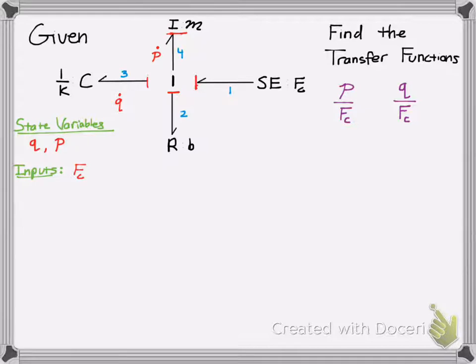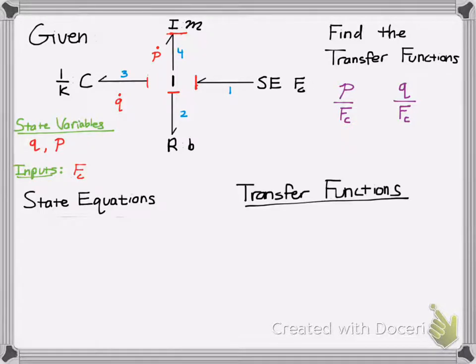Now our state equations are written in terms of the state variables and inputs. So when we write the state equations, when we derive them, we have to make sure that they have F of C, Q, and P in there. There can't be anything like a P, or like a flow from R2, right? Okay, so let's write the state equations, with the ultimate goal of finding the transfer functions.